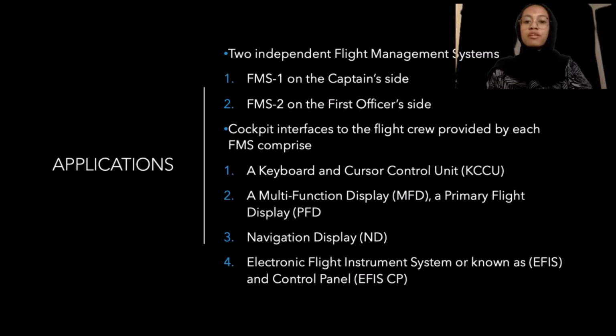Next, flight management has two independent management systems, which are FMS1 on the captain side and FMS2 on the first officer side. The cockpit interfaces to the flight crew provided by each FMS comprise a keyboard and cursor control unit, KCCU. The KCCU helps the flight crew with navigation, and they also modify and enter data in the MFD, which we will go into next.